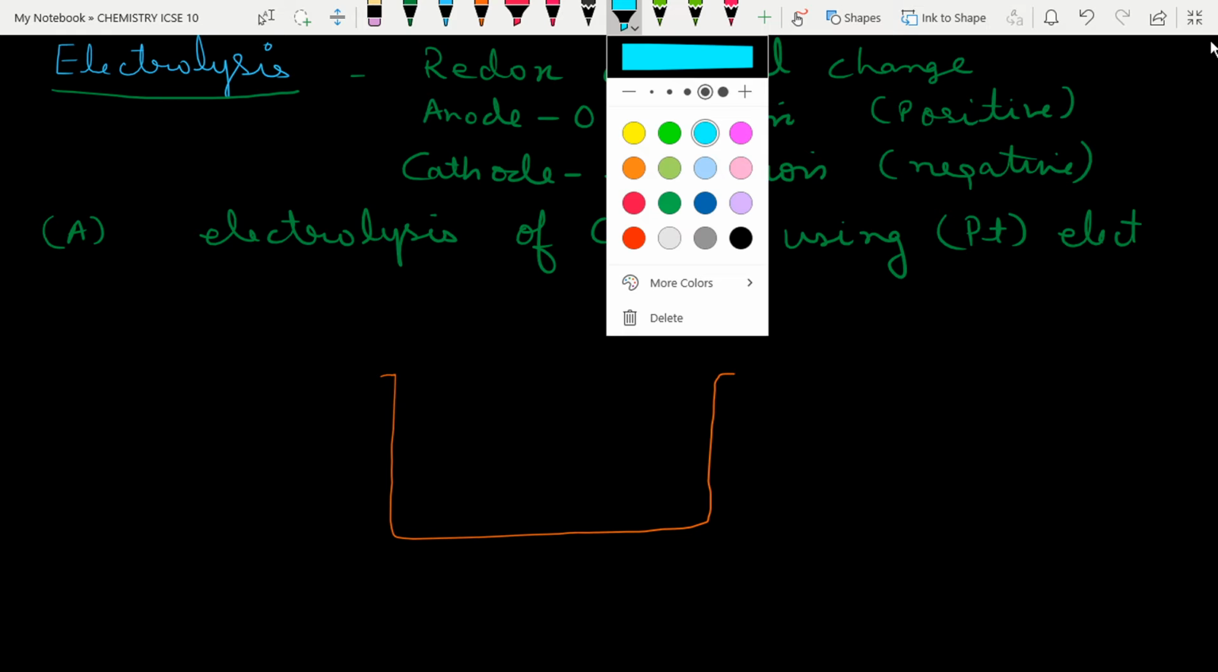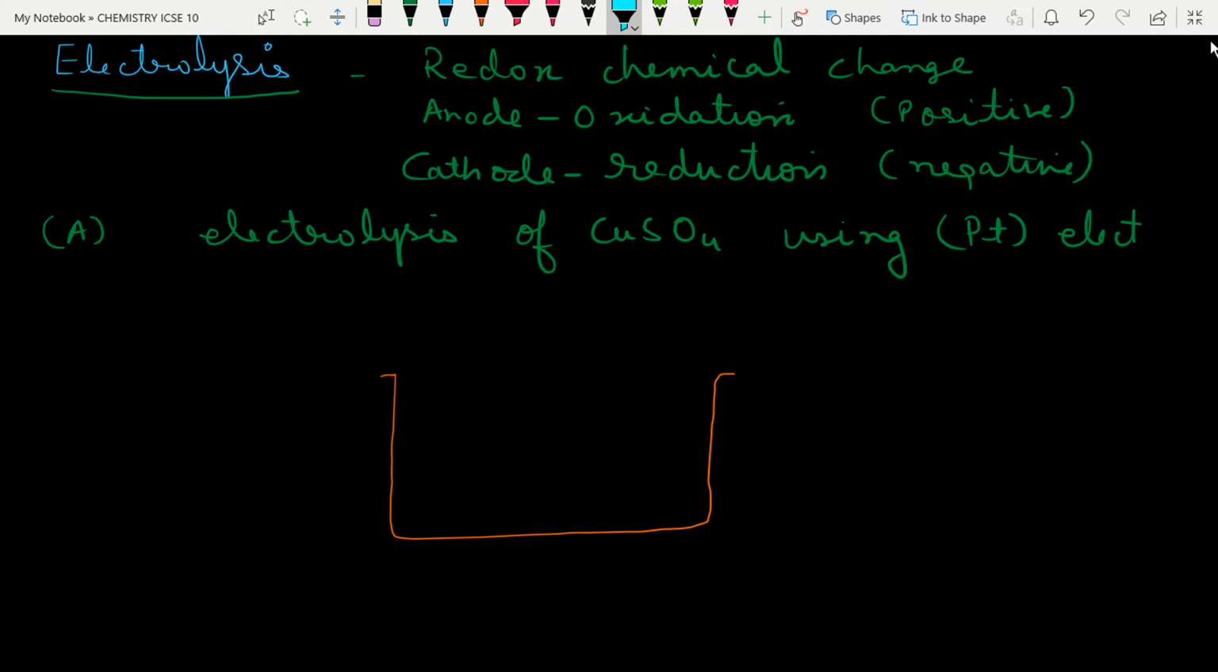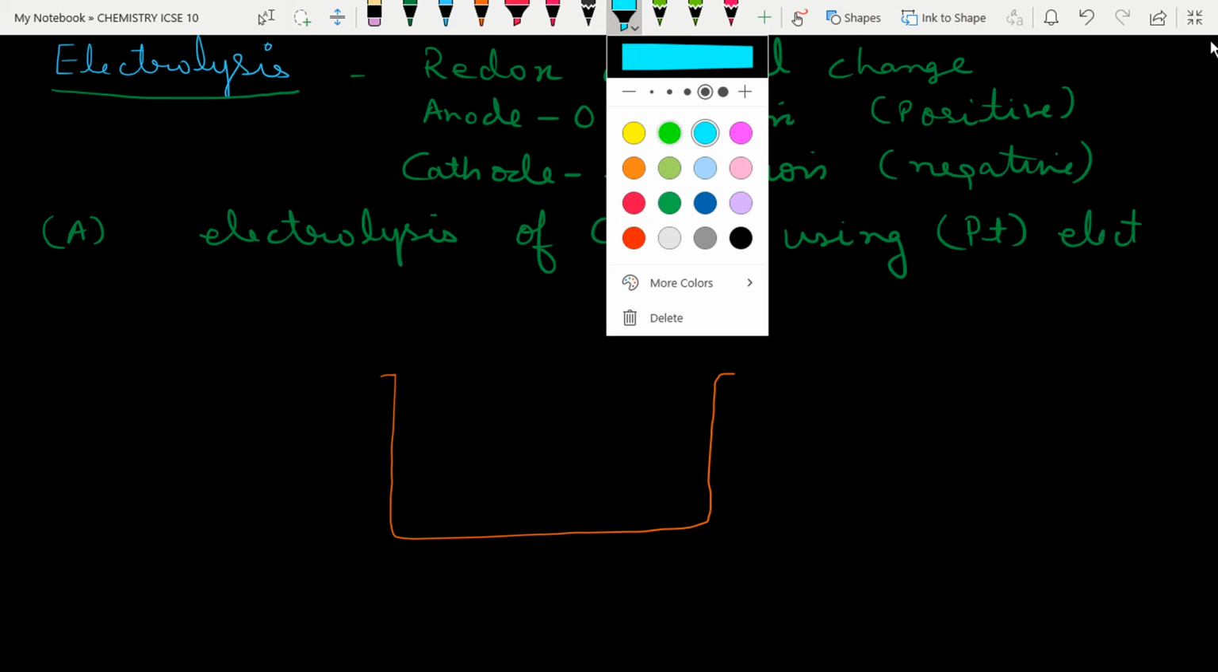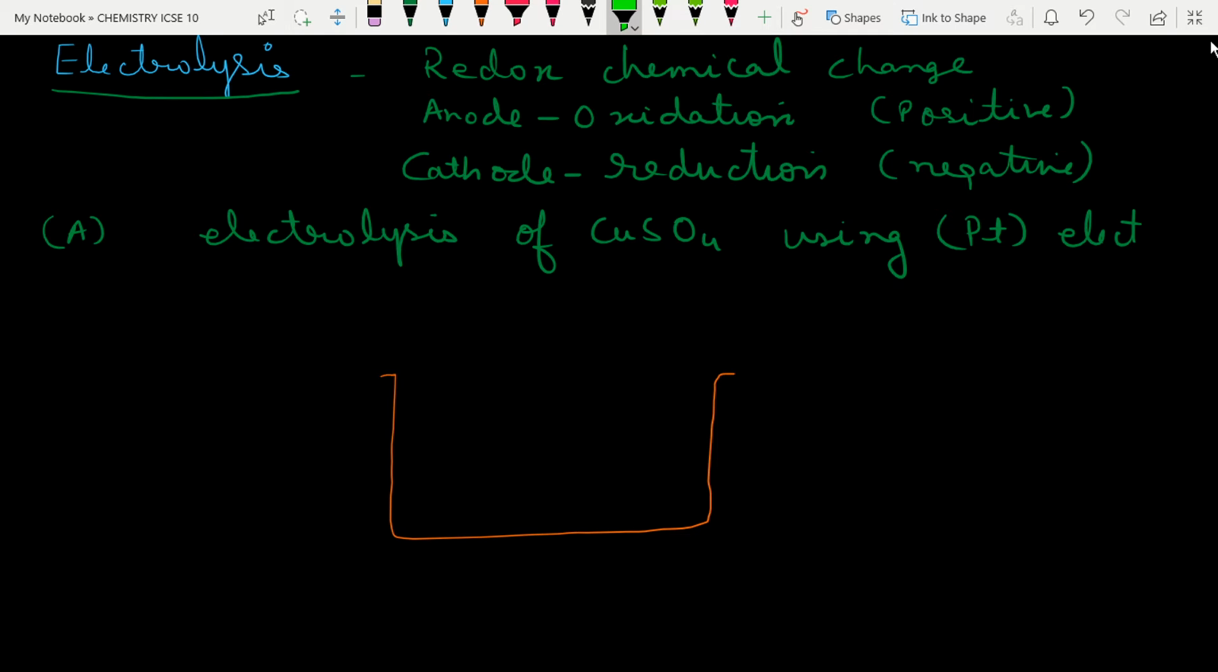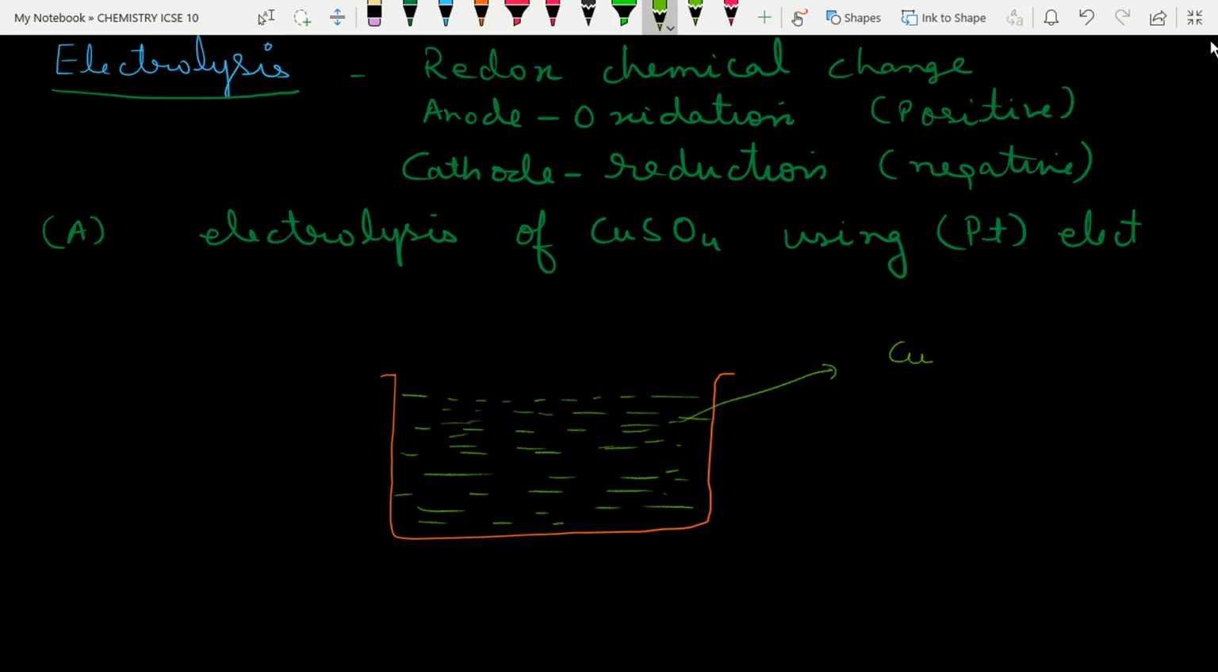So here I have added copper sulfate solution. This is the copper sulfate solution. Right now at this stage we know that this solution actually contains Cu2+, it contains SO4 2-, and it contains H+ and OH-.